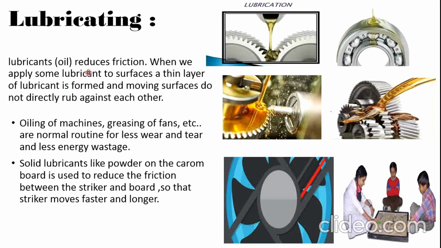Lubrication. Lubrication reduces friction. When we apply some lubricants to surfaces, a thin layer of lubricant is formed and moving surfaces do not directly rub against each other. Oiling of machines, greasing of fans, etc. are the normal routine for less wear and tear of these things, and along with that you can save energy. Solid lubricants like carom powder are used to smoothen the surface so that the strikers move from one place to another easily.